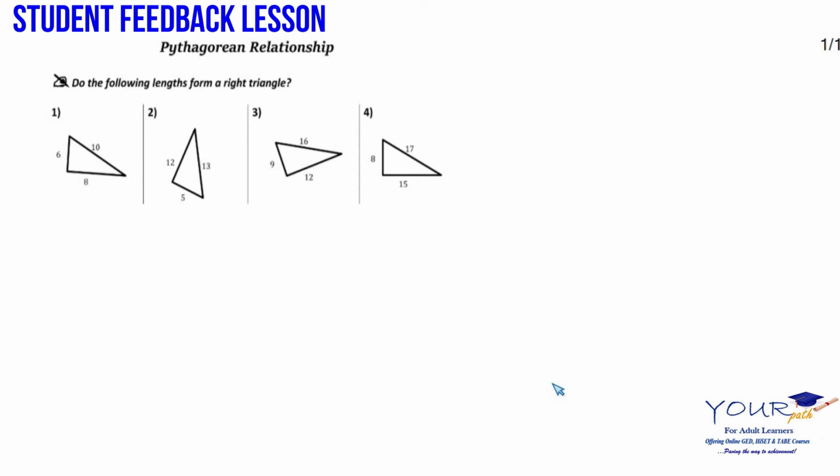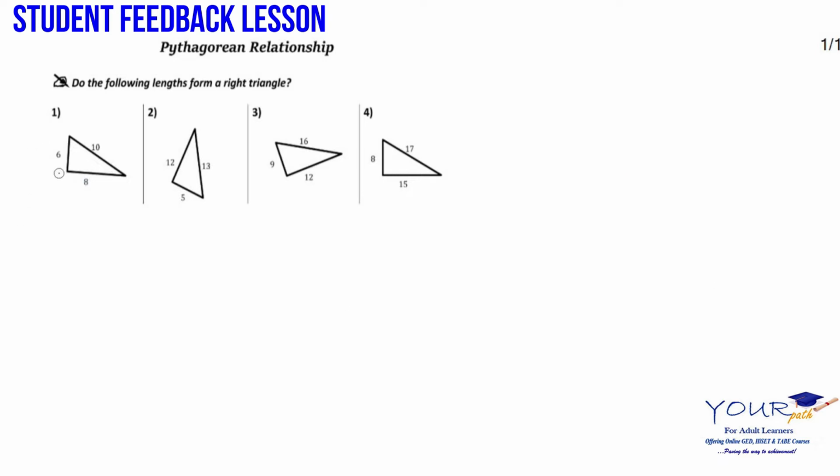In today's lesson, I'm going to be answering questions from my students. For this lesson, we're discussing the Pythagorean relationship. The instructions ask, do the following lengths form a right triangle? So using the Pythagorean theory, you're going to answer, using yes or no, whether or not these lengths form a right triangle. Now let's look at one that will be yes and the other one that will be no. Let's look at number one.